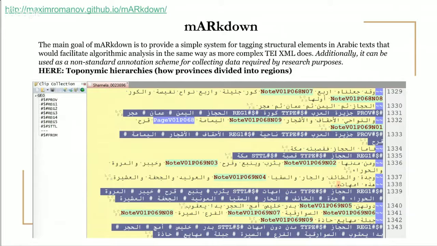So while it was primarily developed to tag structural elements in Arabic text so that it could then be easily converted into TEI-XML, so it could be used with all the available resources for working with XML, I found it also convenient for tagging information that I want to extract from texts. And a particular example here, which I'm going to talk about, is extracting toponymic hierarchies from a comprehensive Arabic geographical text.